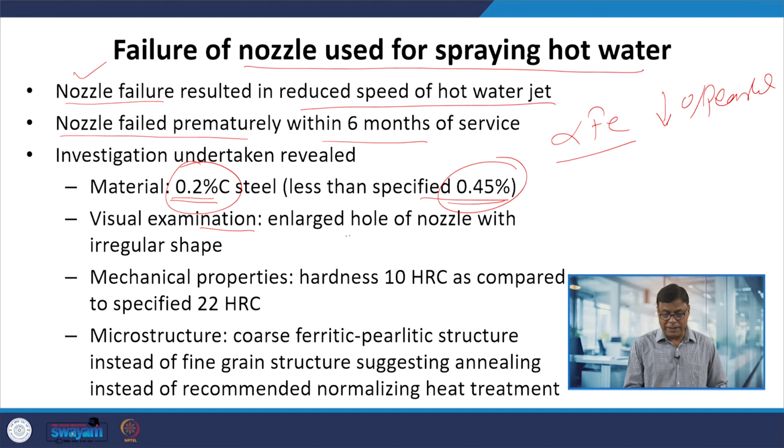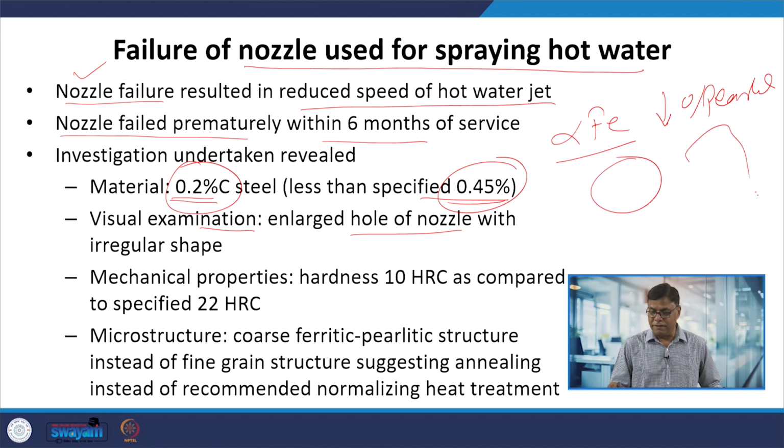Visual examination suggested enlarged hole size. Okay. So, that suggested the wear of the nozzle has taken place and that the wear was not irregular. Initially it was circular, but after the erosion it increased. So, the dimension of the hole of the nozzle increased and the shape became irregular.